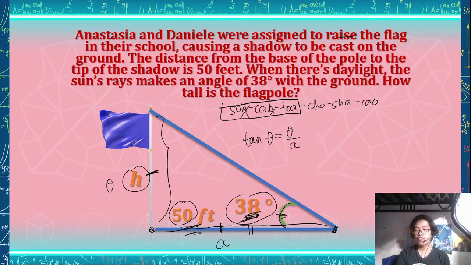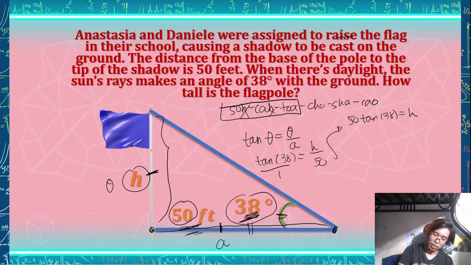Since we're given the value of theta, which is 38, tangent of 38 is equal to the opposite side, which is the height and is missing, so we write h, over the adjacent side, which is 50. Therefore, we can now solve for the height of the flagpole using indirect measurement. How cool is that? We're going to use cross multiplication. Since this is tangent 38 over 1, we can write 50 tangent of 38 is equal to the height.